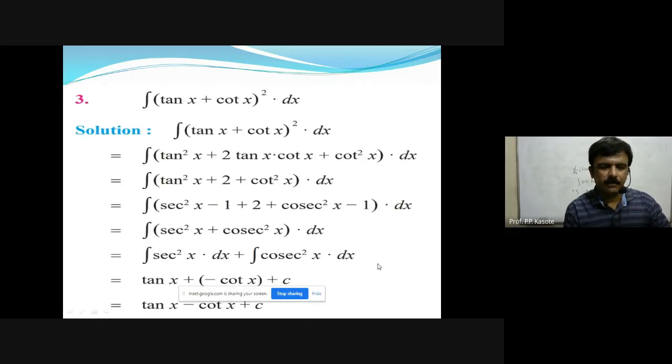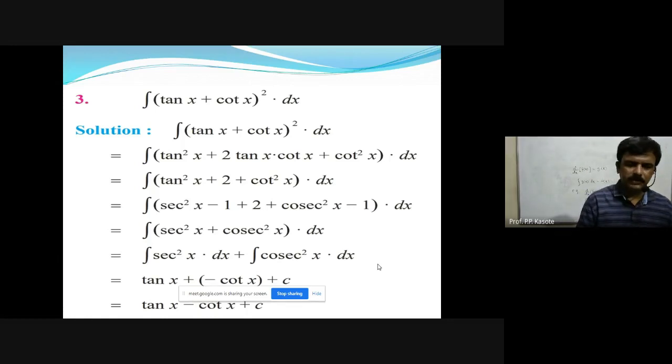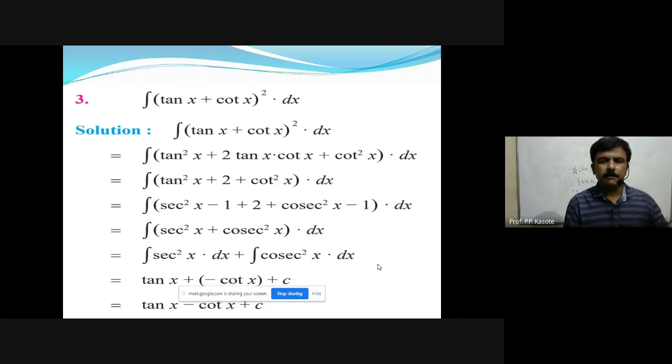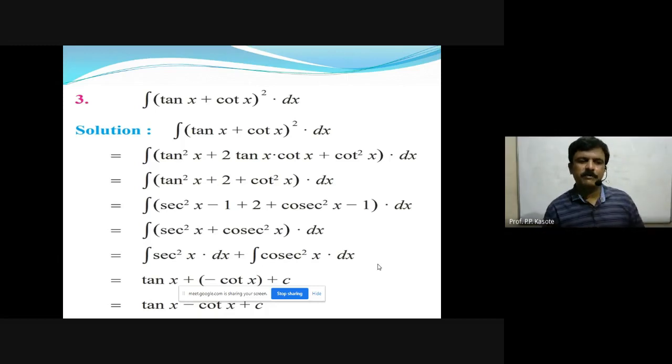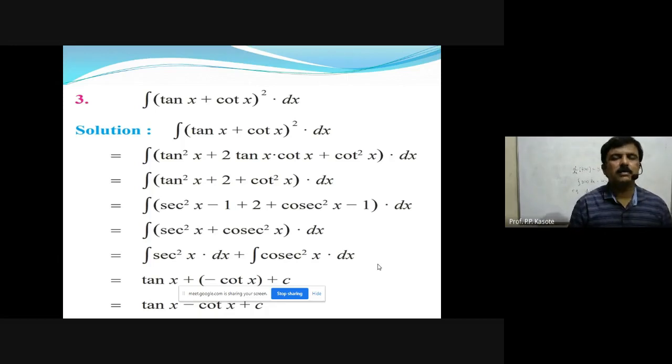The third example. In the first two examples we discussed simple functions like the power function and the exponential function. In the third example, we'll try to evaluate an integral of a trigonometric function. Now, what kind of trigonometric function is given to us? That is, integral of (tan x plus cot x) whole square into dx. We are asked to find the integral, capital I, of this particular function.